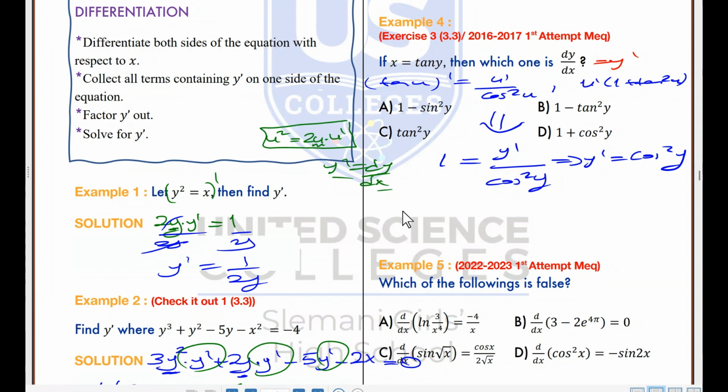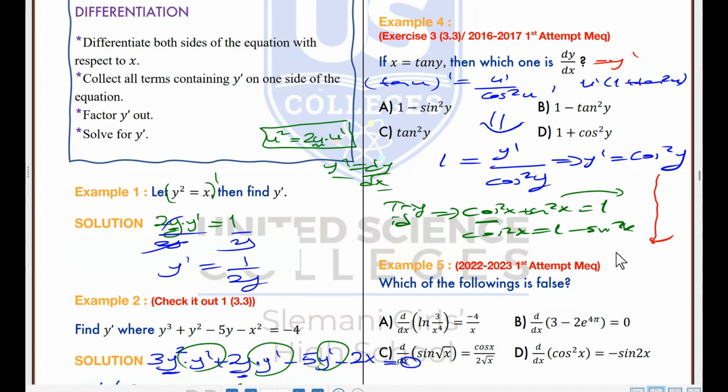How so? Let's remember a trigonometric identity. Cosine squared plus sine squared equals 1, right? If cosine squared plus sine squared is 1, then cosine squared alone will be 1 minus sine squared. So when you move sine squared to the other side, cosine squared is 1 minus sine squared. So in place of cosine squared, I can write 1 minus sine squared y.